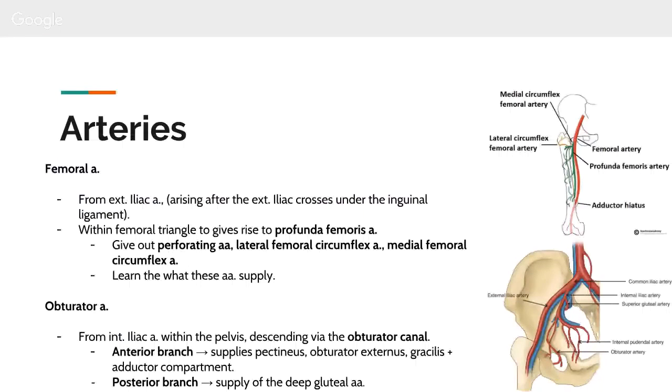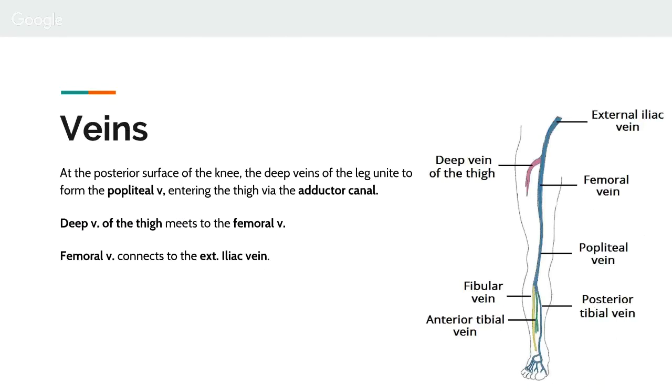Vasculature, we went over this. So your femoral artery becomes your popliteal artery. And your obturator artery is from your internal iliac artery, and that has an anterior branch and a posterior branch. Veins, you guys know DVTs, yeah? That's the only reason you ever care about veins in the lower limb. I mean, there's varicose veins in your superficial veins. But deep veins, DVTs, that's all you need.